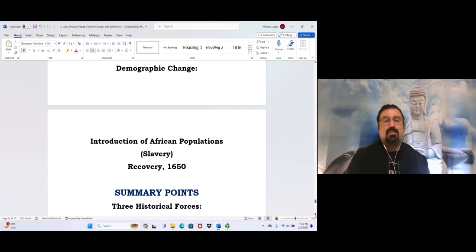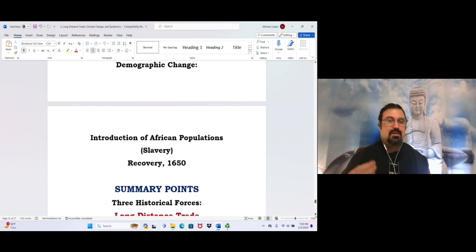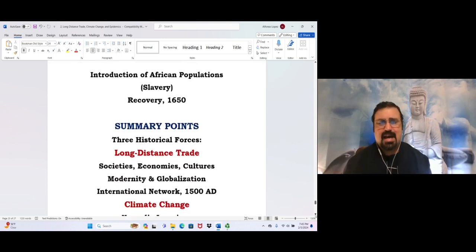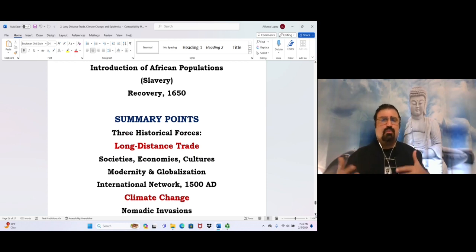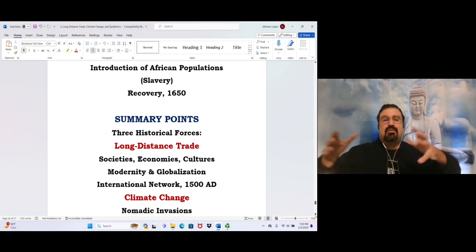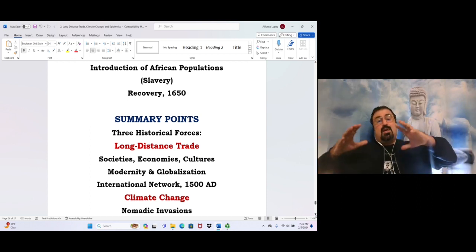We have the introduction of African slaves, in other words. They're being brought into the Americas in order to grow the food, the cash crops like sugar, tobacco, rice, coffee, and the like, cotton, for exports. So we see now a demographic change in that we see the introduction of African populations.